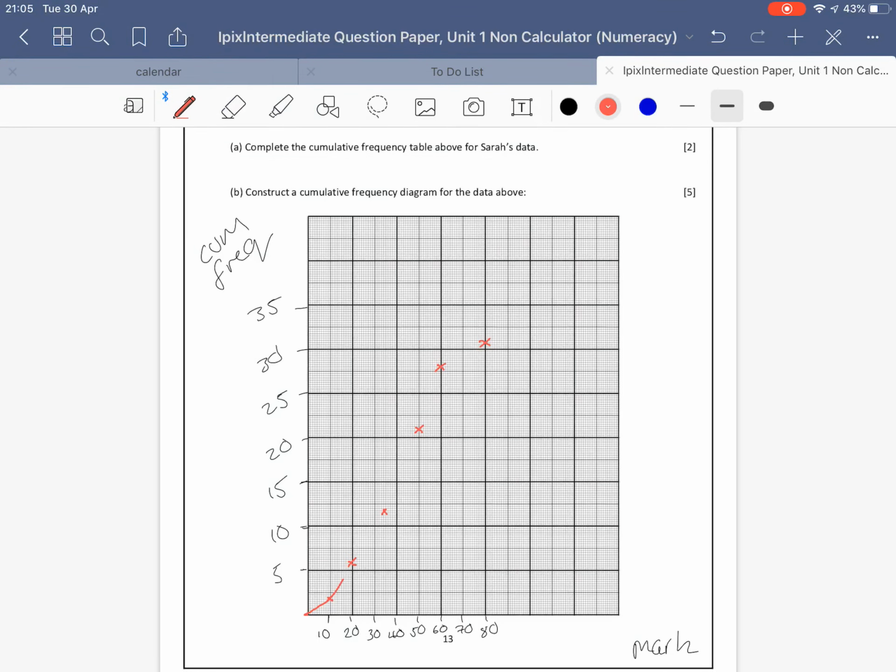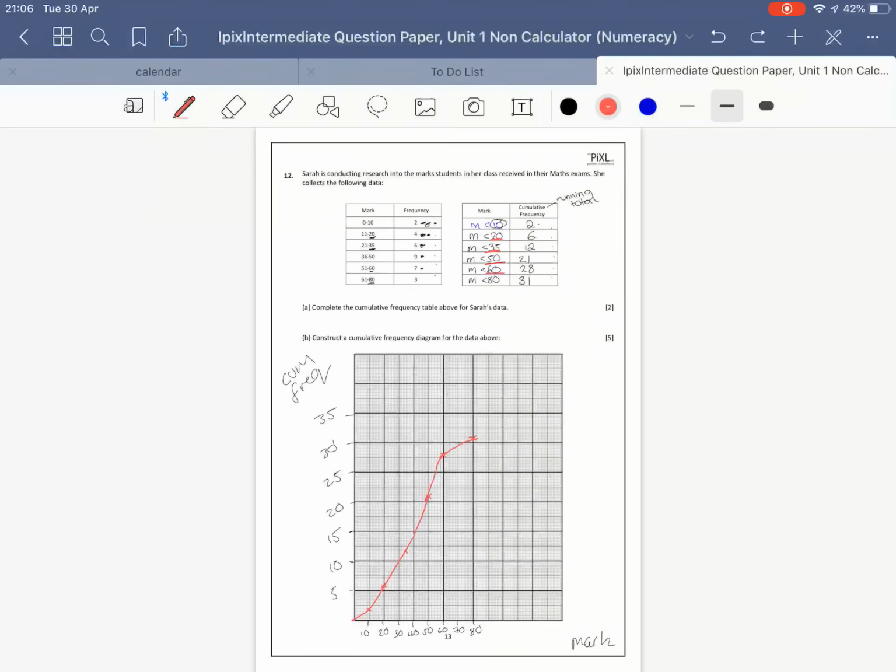Right, it curves. It's not a straight line. That's what cumulative frequency graphs should look like. They go like that normally, like a nice curve. Alright, it'll have to do. So that's the cumulative frequency diagram. 5 marks. You probably get the 5 marks for the scale, the labelling, plotting the points, and joining them up not with a ruler.